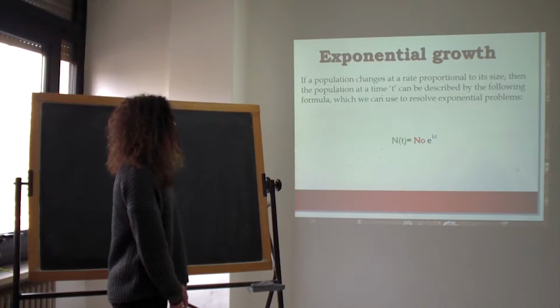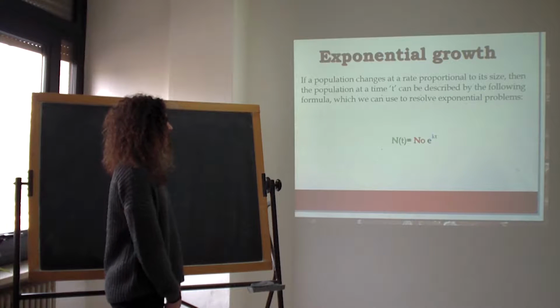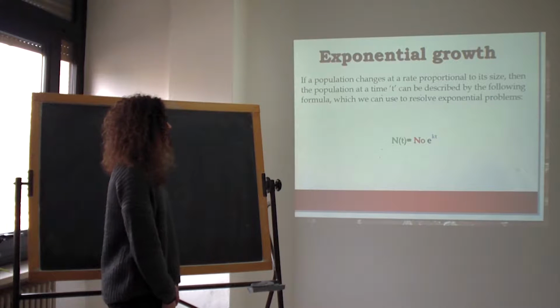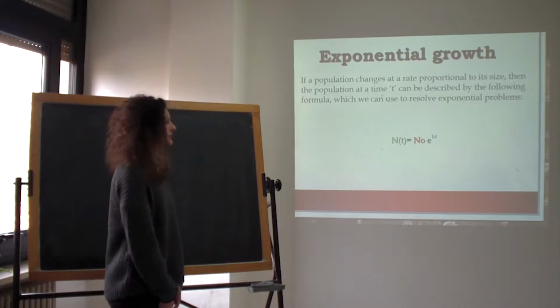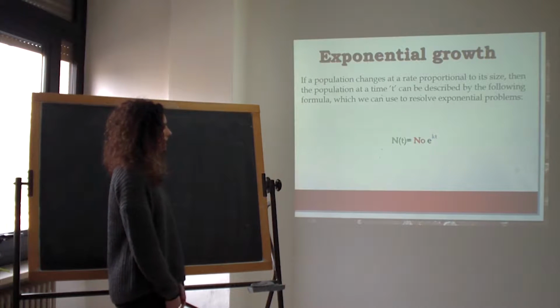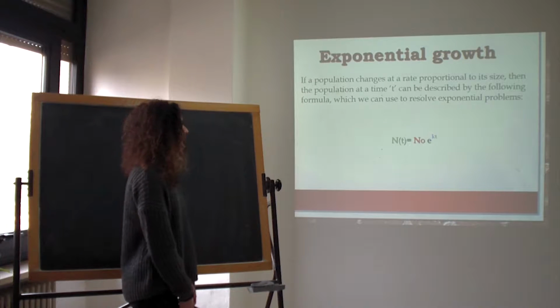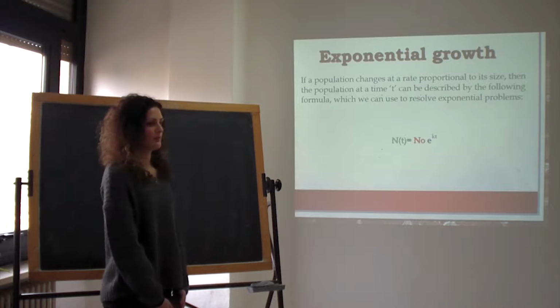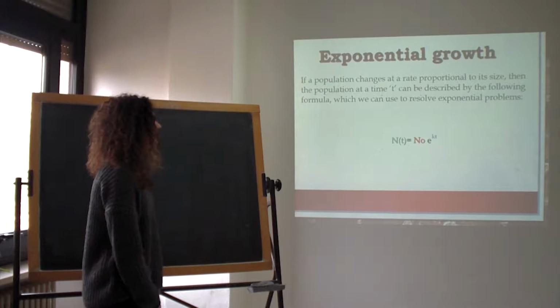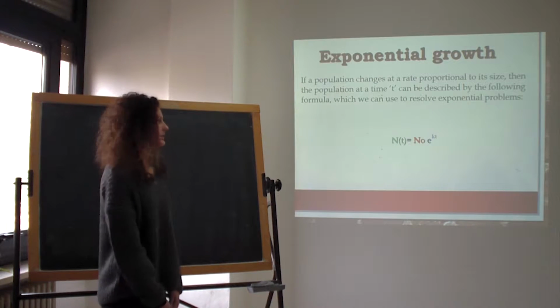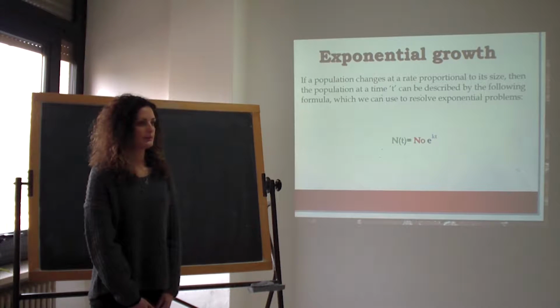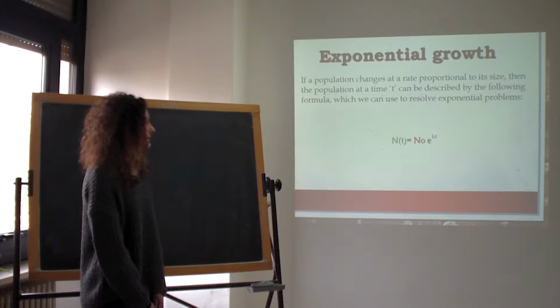Exponential growth. If a population changes at a rate proportional to its size, then the population at a time t can be described by the following formula, which we can use to resolve exponential problems. The formula of exponential growth is N of t is equal to N naught times e to k times t.